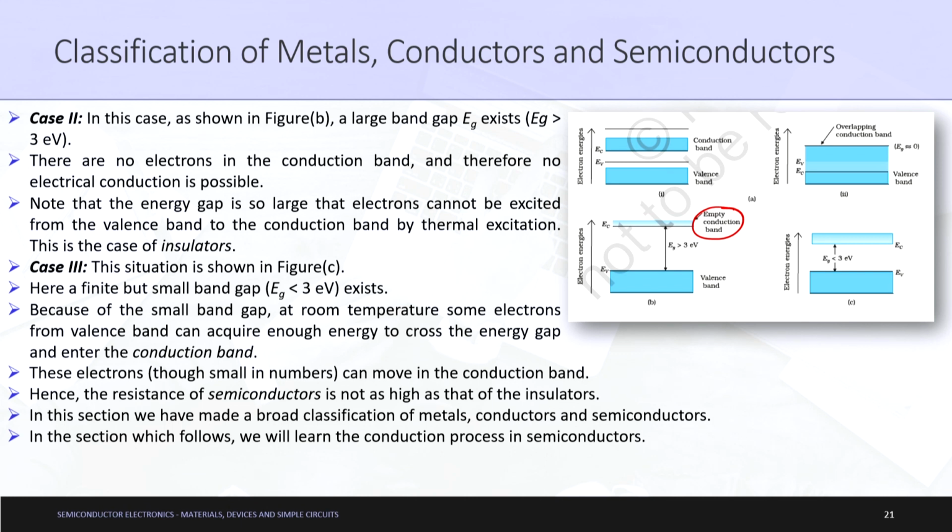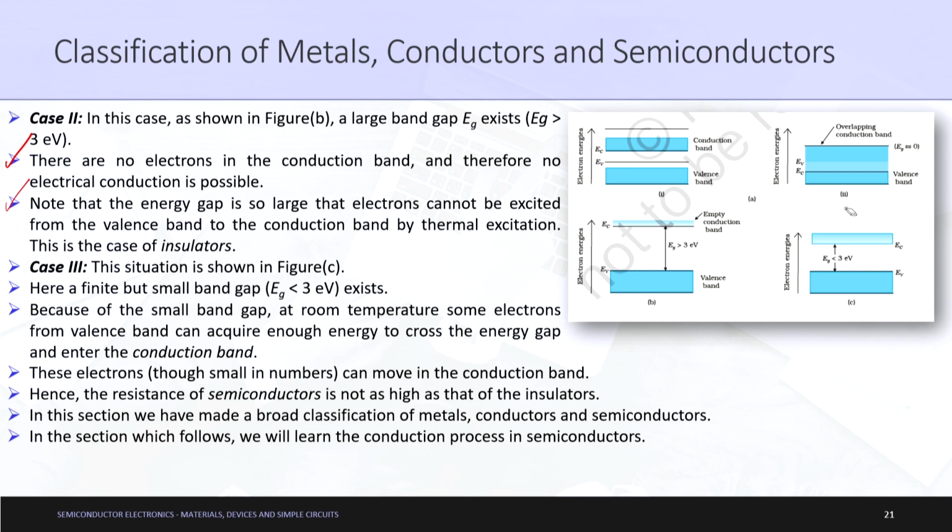So, there were 2-3 different agendas which you need to consider for the conduction of electricity, right. Basically, as there is an empty conduction band, that means there are no electrons in the conduction band, and therefore no electric conduction is possible. Okay. Note that the energy gap is so large that electrons cannot be excited from the valence band to the conduction band by thermal excitation, and hence this is the case of your insulators.